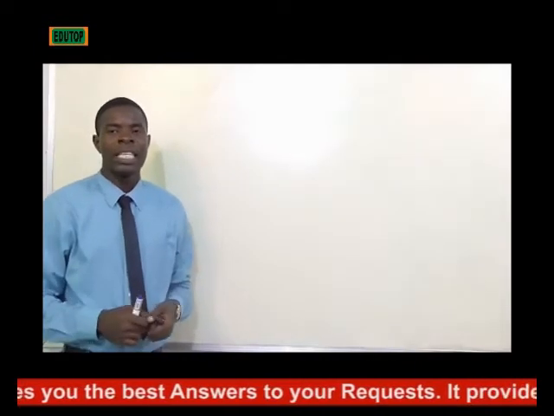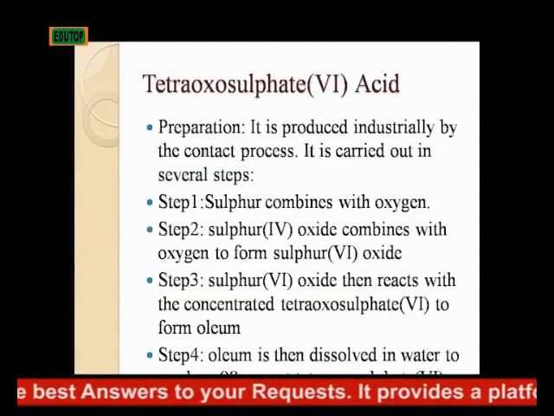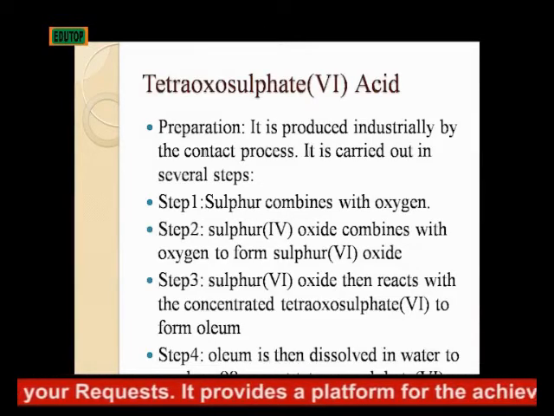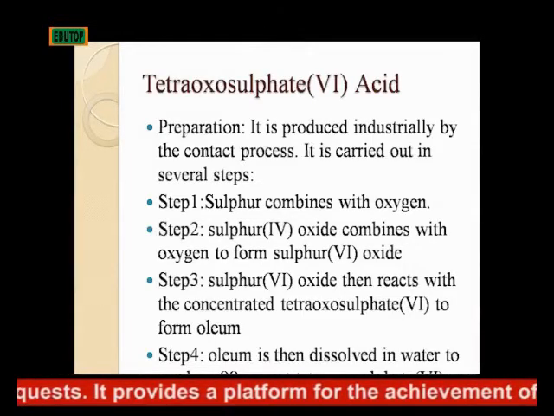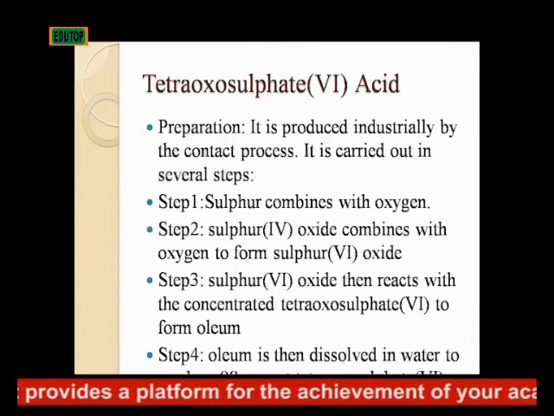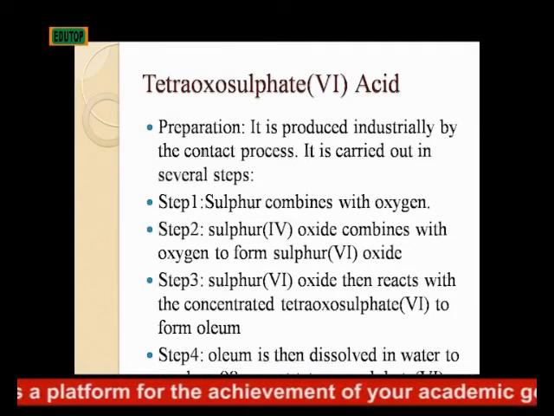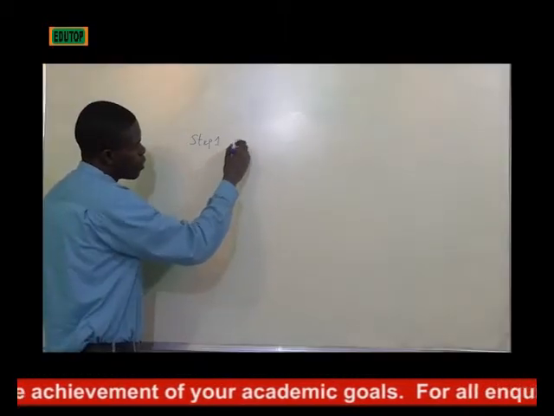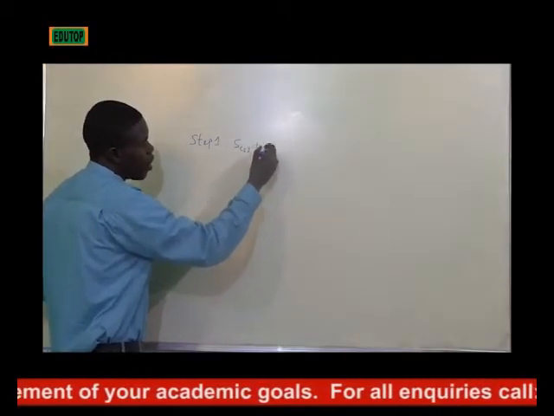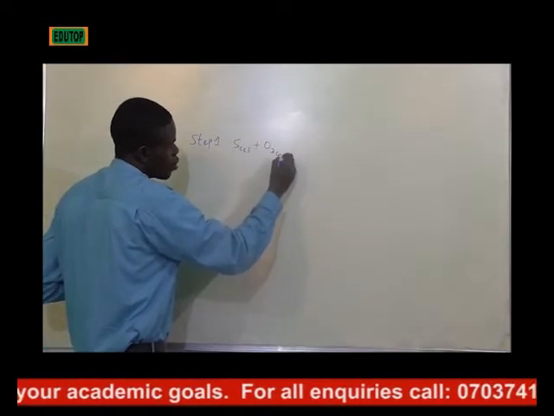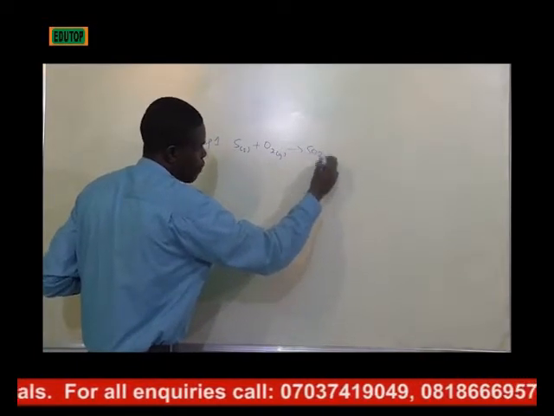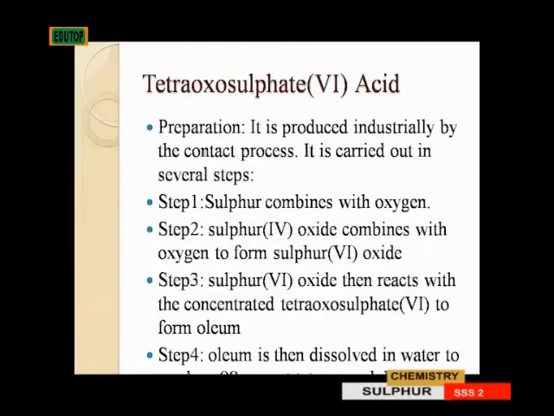Preparation. It is prepared industrially by the contact process. It is carried out in several steps. Step 1. In step 1, solid sulfur combines with oxygen gas to give you sulfur(IV) oxide. This is the first product that is produced.